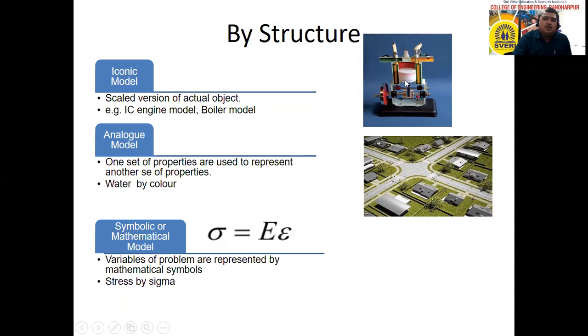This is the cylinder in which the piston is there. When you rotate this handle, the piston moves up and down. So this is the model which tells you how this piston and cylinder arrangement works in an engine. Is it right? So IC engine models, boiler models, machine models may be there.